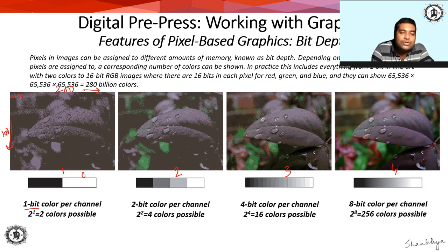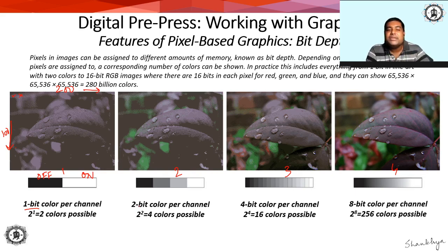Either it is switched on or it is switched off, is it not? Bit depth is 1. This is a 1 bit image, but the total number of colors possible in this image is 2. Okay, understood? Next, in the second image over here, let's say they have written 2 bit.